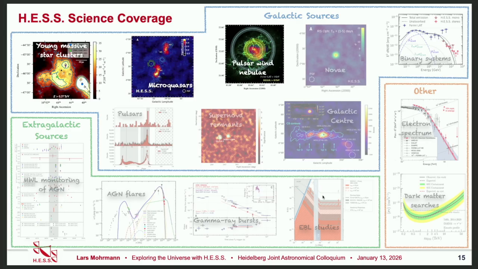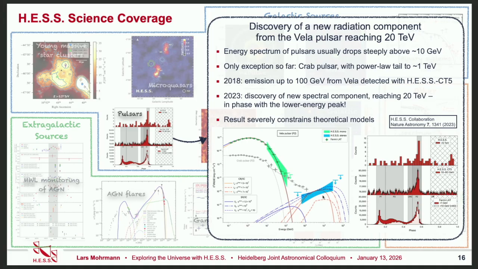Now, I will talk in more detail in my presentation about star clusters and microquasars, maybe pulsar nebulae. But before I go into that, I'd just like to flash 3 of those results here very briefly, just to give you a flavor of what different kinds of science we are able to do with H.E.S.S. And the first one is about the discovery of a new radiation component from the Vela pulsar, reaching 20 TeV.